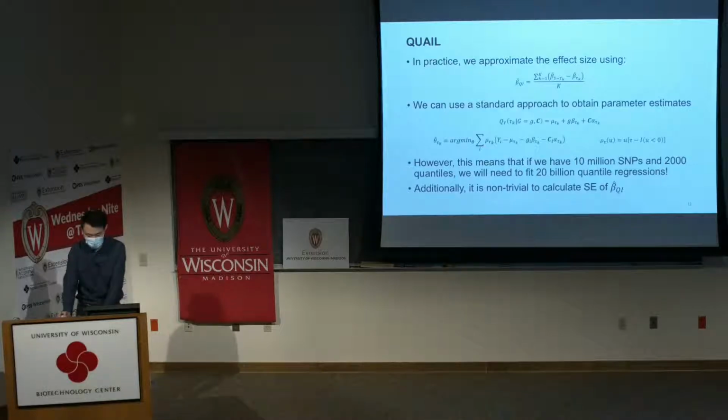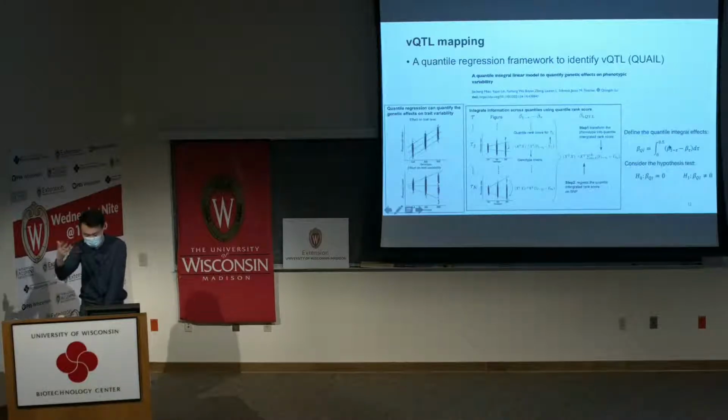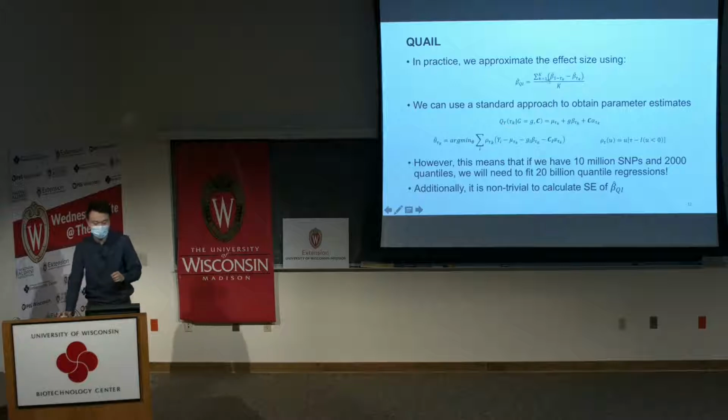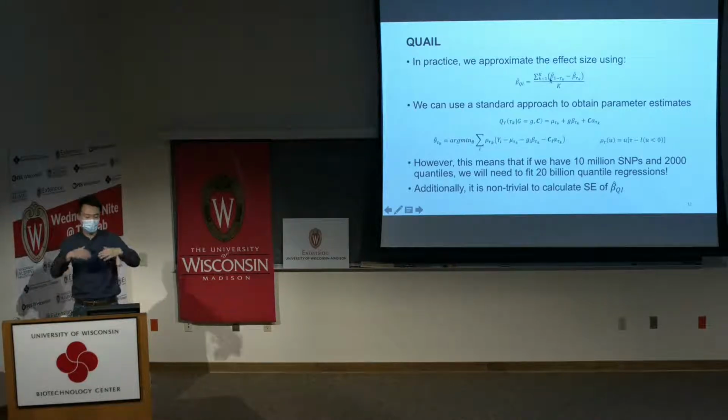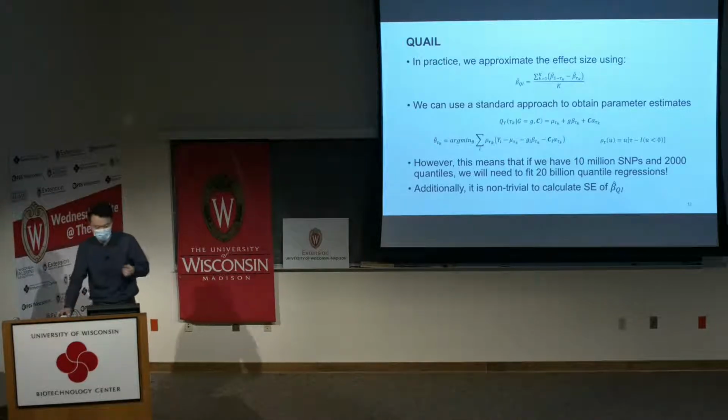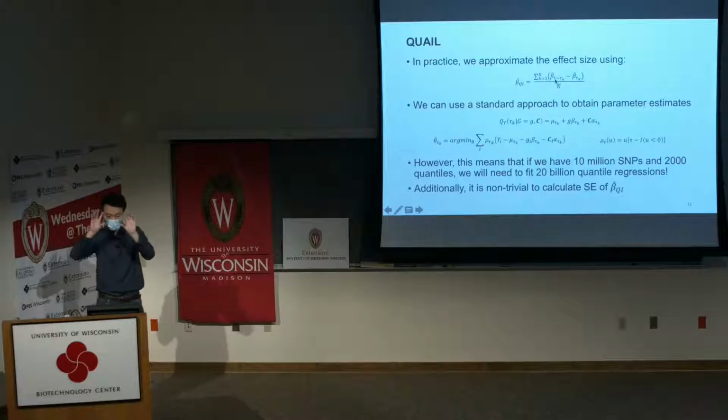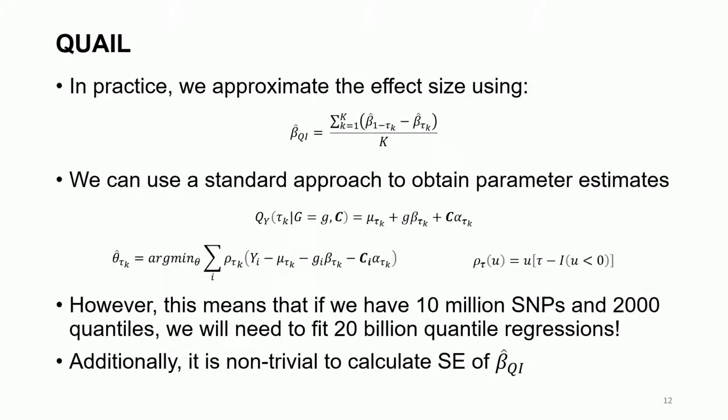In practice, though, we're not taking an integral. On the right-hand side, you see it's an integral. In practice, you just need to select a grid of quantiles and use this step function to approximate this quantity. But to do this, you need to have a large K, as you see in the first formula. K is the number of quantiles in this grid. Basically, if K is 1,000, then you need to fit, say, 2,000 different quantile regressions for each genetic variant. That's virtually impossible. I'll come back to this later on the same slide.